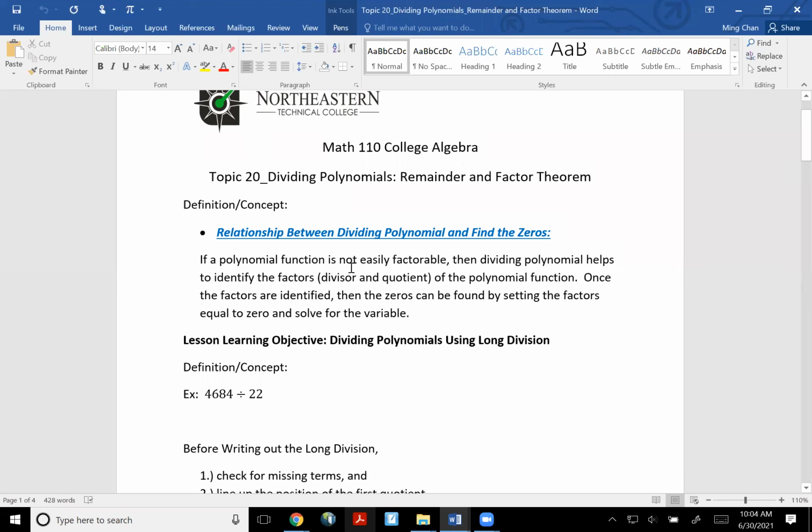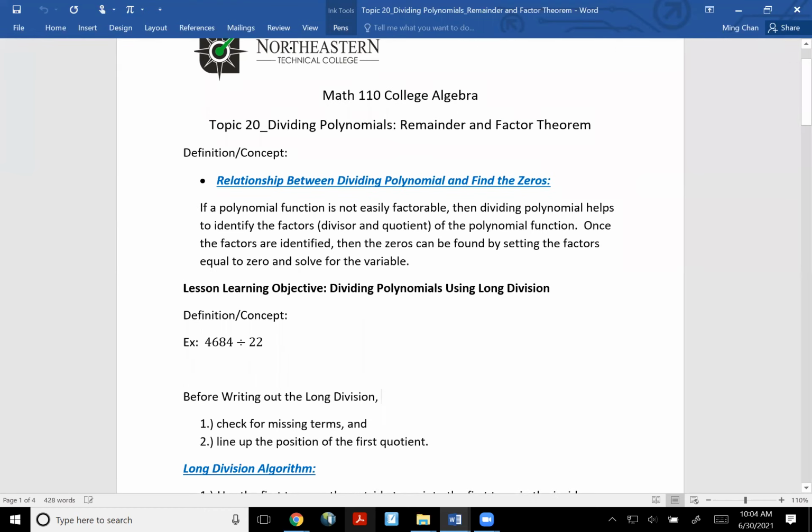If a polynomial function is not easily factorable, then dividing polynomials helps to identify the factors, either the divisor or the quotient of a polynomial function. It will actually help me to identify the factors. So remember, factoring is a division, but here we're actually going to do an actual division. Once the factors are identified, then the zero can be found by setting the factors equal to zero and solving for the variable. So, a perfect example.